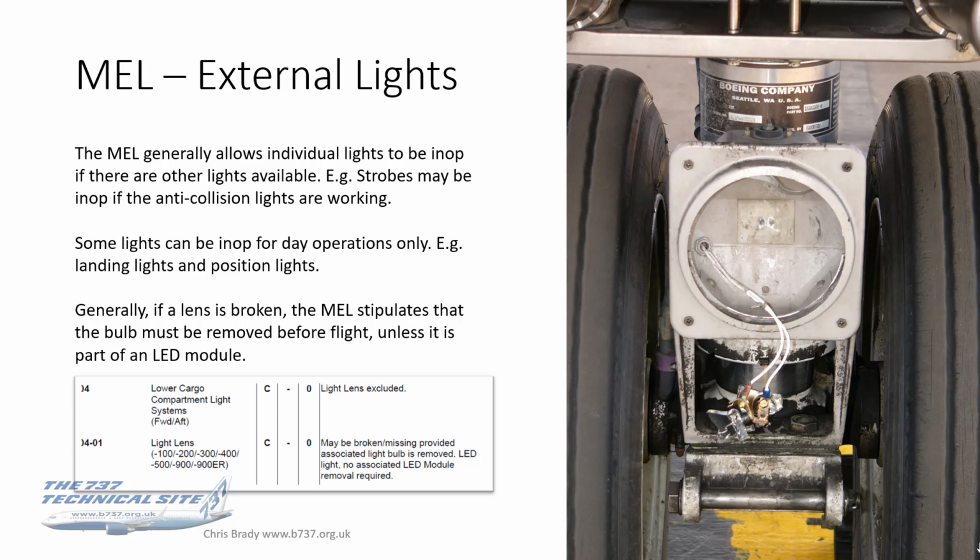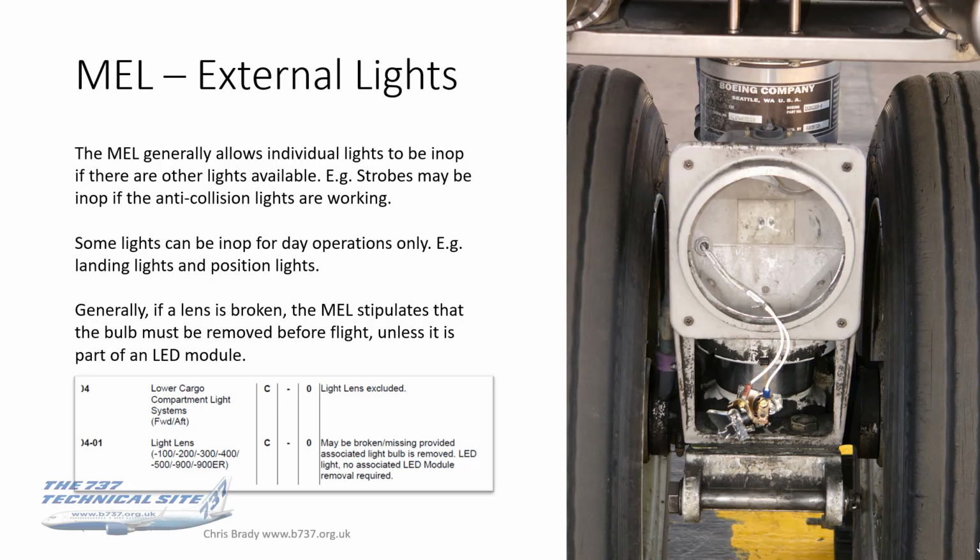With external lights, the MEL generally allows individual lights to be inop if there are other lights available. For instance, strobes can be inop if the anti-collisions are working. Some lights can be inop for day operations only, for instance landing lights and position lights.